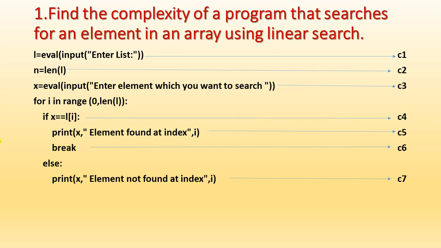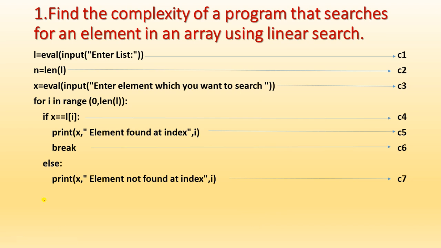So this is your code. In this, L is equal to eval input, enter list, N is equal to length of L, X is equal to eval input, enter the element which you want to search. Here every statement takes a constant time, that is C1. Length of L also takes some time, so C2. This X variable also takes some time, so it gives you C3.